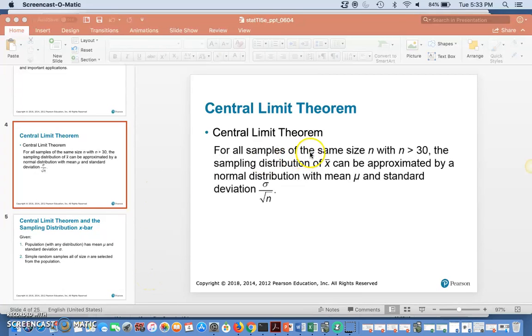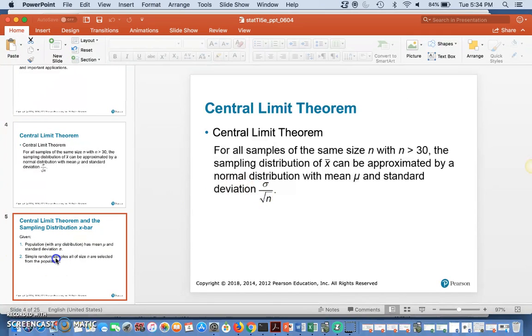Okay, the central limit theorem is what we're dealing with here, and it says for all samples of the same size n, when n is greater than 30, the sampling distribution of x bar can be approximated by a normal distribution with a mean mu and a standard deviation of sigma divided by the square root of n. This is still going to be a little bit different than when we just did the regular normal distribution.